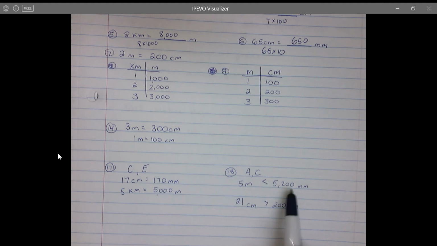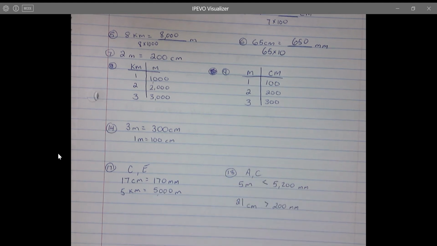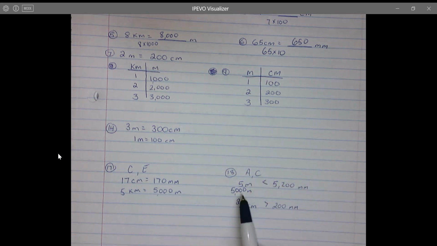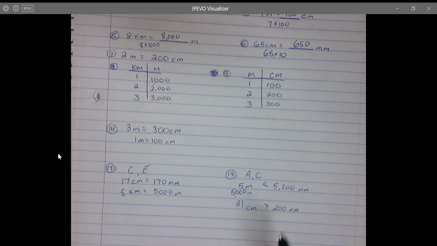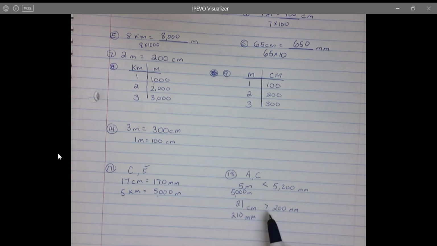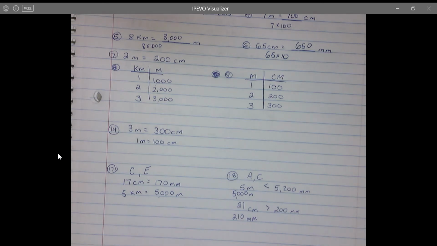We'd have to change these so they're the same units. It's hard to compare meters and millimeters. Well, 5 meters, there's 1,000 millimeters in every meter, so that would be 5,000 millimeters. So obviously 5,000 is less than 5,200. And then changing my centimeters into millimeters, there's 10 millimeters in every centimeter, so that would be 210 millimeters, and 210 is greater than 200. So again, it's doing these conversions, multiplying in this case by powers of 10. I'm either going to multiply by 10, 100, or 1,000.